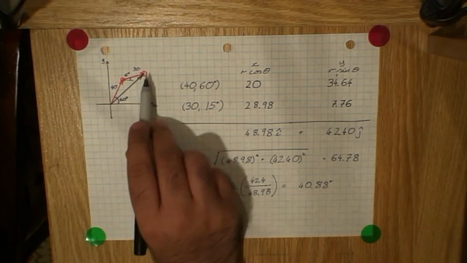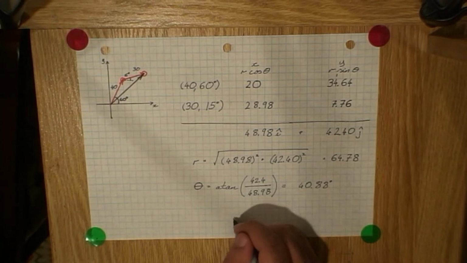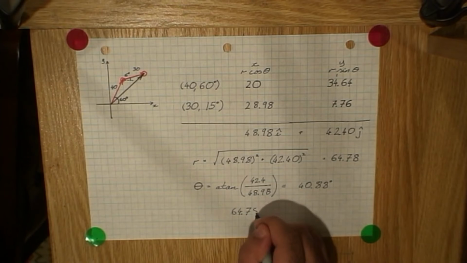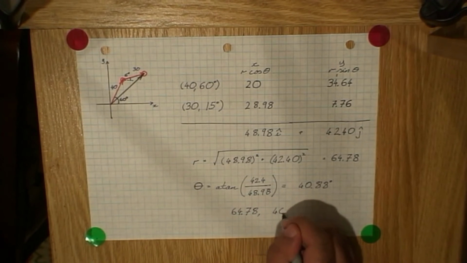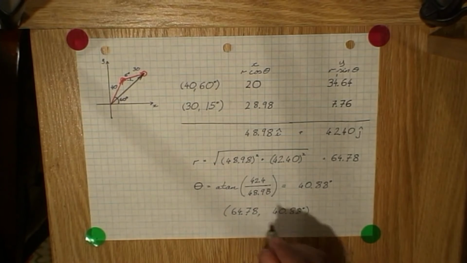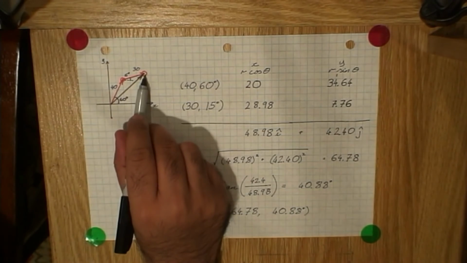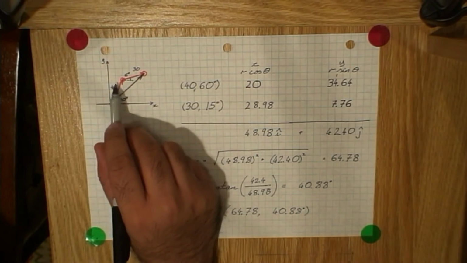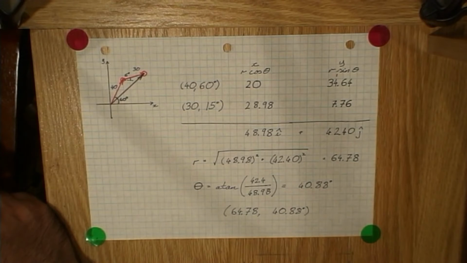So this resultant vector is described as 64.78 at an angle of 40.88 degrees. And that is also the location of the plane at the end of the story once it has completed the two legs.